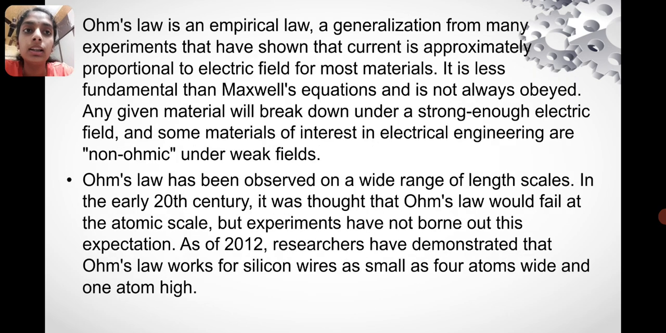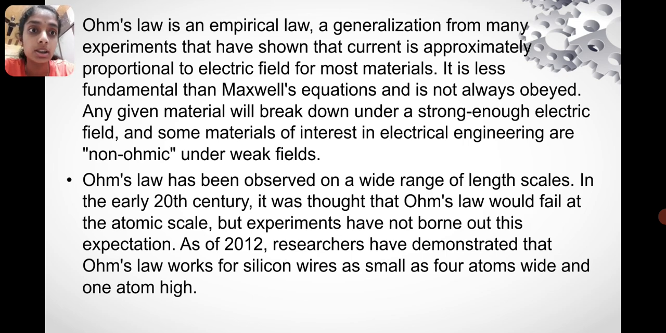Ohm's law is an empirical law, a generalization from many experiments that have shown the current is approximately proportional to the electric field of most materials. It is less fundamental than Maxwell's equations, and it is not always obeyed. Any given material will break down under a strong enough electric field, and some materials of interest in electrical engineering are non-ohmic under weak fields.